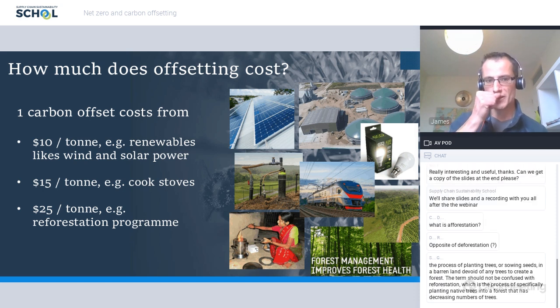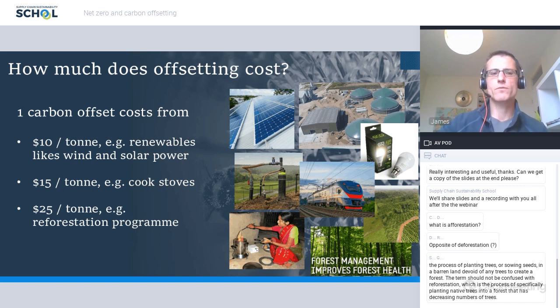So how much does offsetting cost? It can vary. It depends on where you go for your offsets. It depends on what kind of project you invest in. But just here are a few examples, and you can see it's not all that expensive. $10 US per ton of carbon dioxide offset isn't that much, and that's for things like renewables, solar power, and so on. And you can go higher to something like $25 for a reforestation program per ton, and prices can go higher than that if they need to.